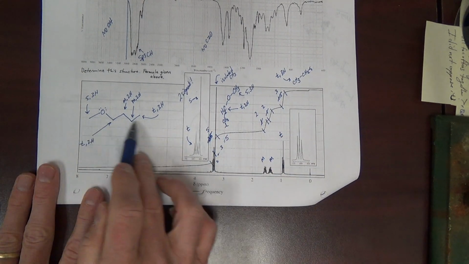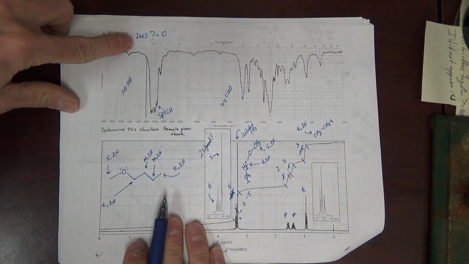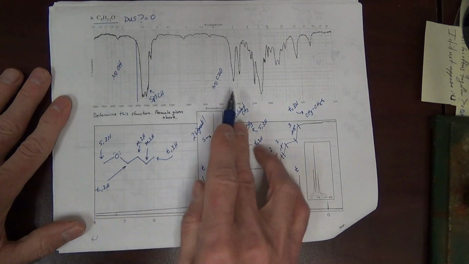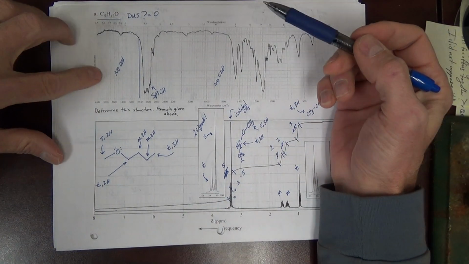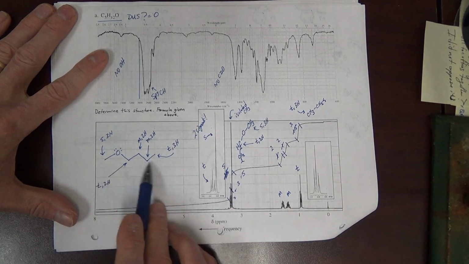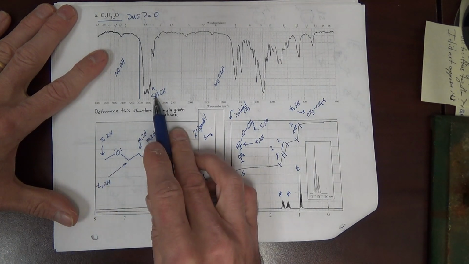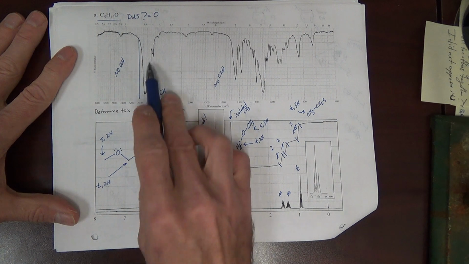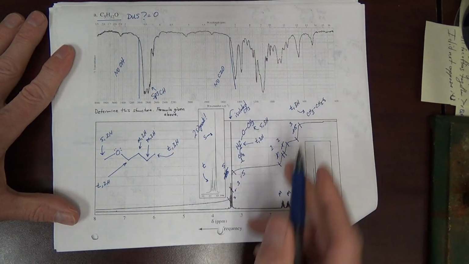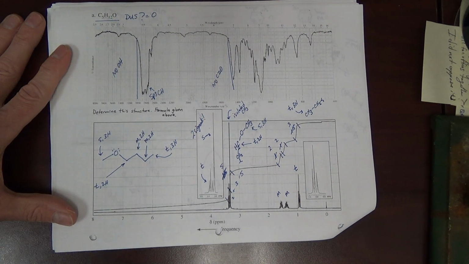Okay, does this structure fit degrees of unsaturation? Sure. There's 0 degrees of unsaturation. Does it fit the IR? Sure. There's no OH, there's no carbonyl. The only thing you would expect for this compound is sp3 CH, and indeed that's mostly all that we have. The remainder being fingerprint. Okay. Good.